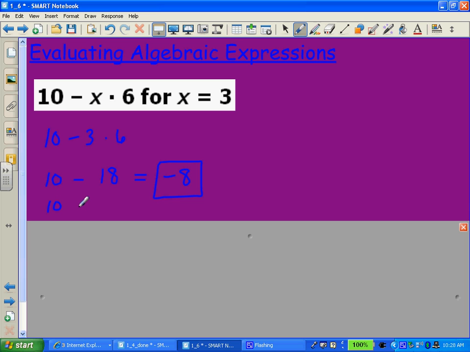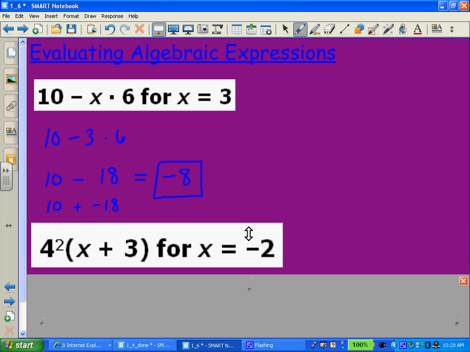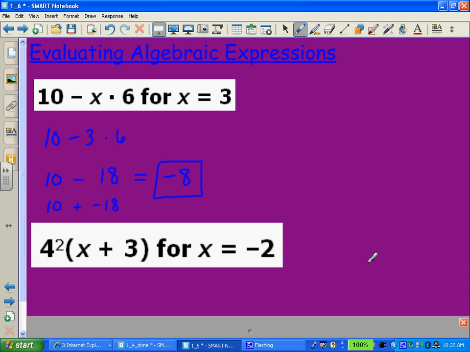And remember, if I didn't know what 10 minus 18 was, I would change it into an addition problem. Add the opposite. Like we learned in section 2, I think. Okay? So remember those rules for adding and subtracting.